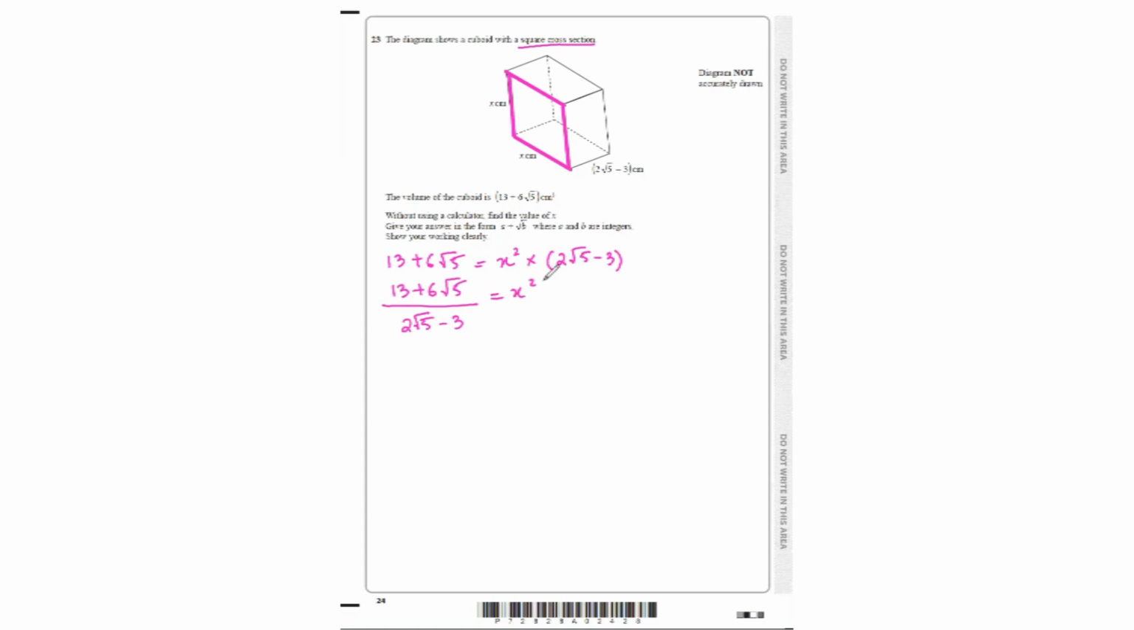So now to find the value of x, we're going to rationalize the denominator. When you're rationalizing the denominator, basically what we're doing is trying to get rid of the surd from the denominator. So to do that, I'm going to multiply the fraction by the conjugate of the denominator, which is 2 root 5 plus 3. So both the numerator and the denominator are going to get multiplied by 2 root 5 plus 3. It's the same as when we're adding or subtracting fractions with unlike denominators. We multiply both the numerator and denominator by the number. Same thing over here, we multiply the numerator and denominator by 2 root 5 plus 3.